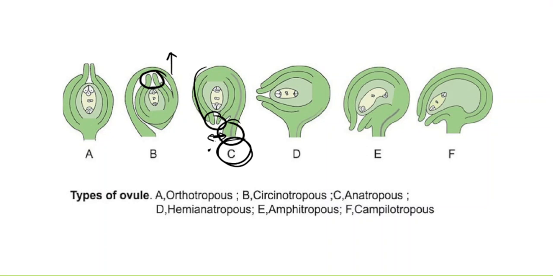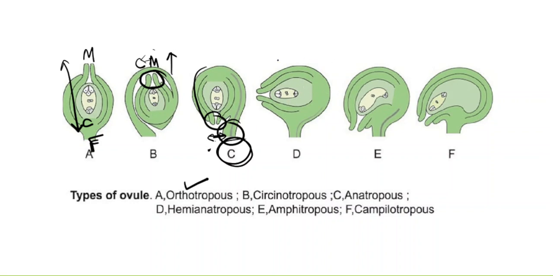In the second diagram, B, you can see the orthotropous ovule. The micropyle is upward, with the chalaza present very close to each other. Here you have micropyle, chalaza and funicle. These three are present in the same line, so we call it an orthotropous ovule.